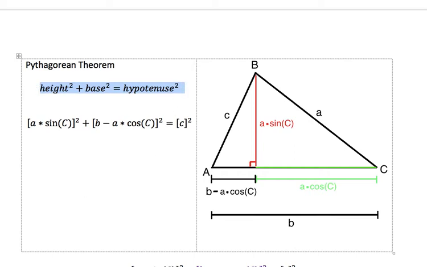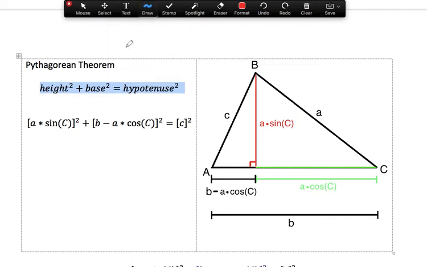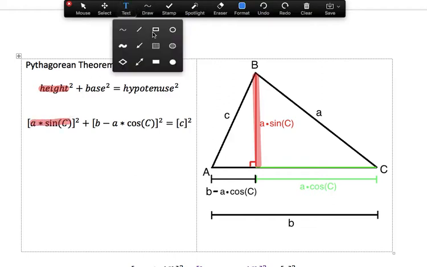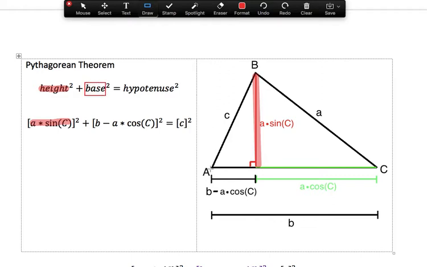Okay, so our height is right here, which is equal to a times sine of C. So height is equal to a times sine of C. Our base is down here, which is equal to b minus a times cosine C. So I'm going to change my base there to b minus a times cosine C. And finally, our hypotenuse is c. So I'm just going to change the word hypotenuse to this c.